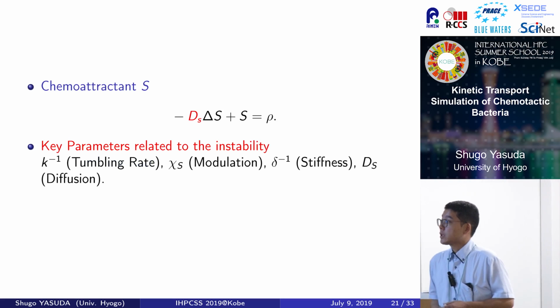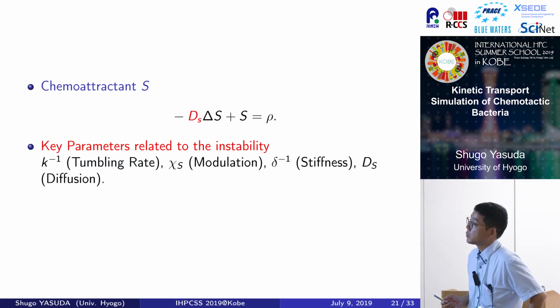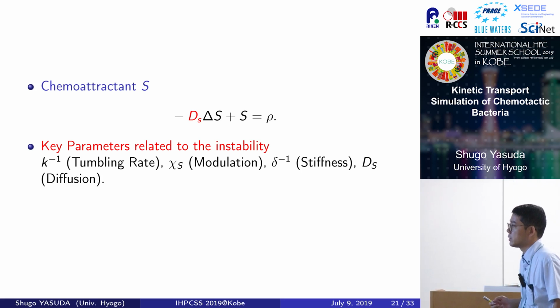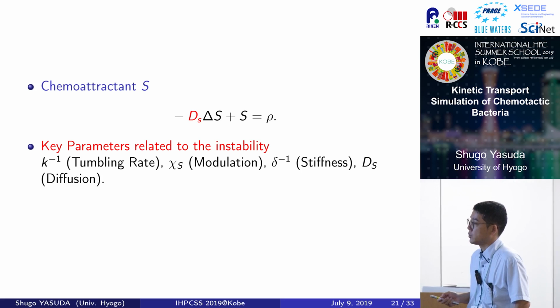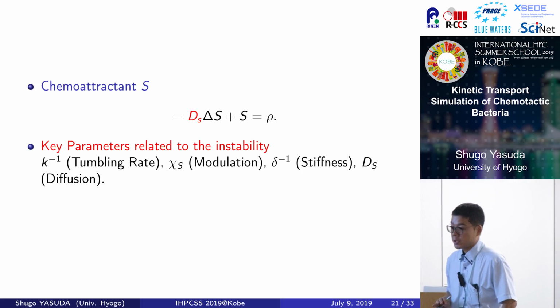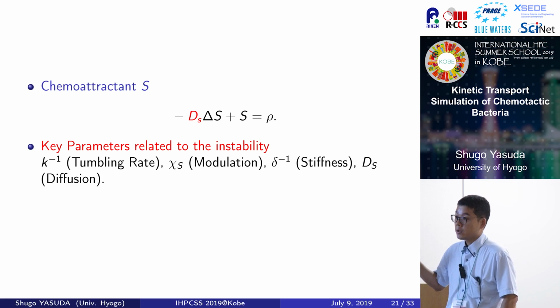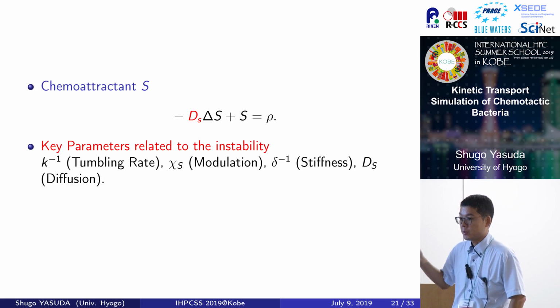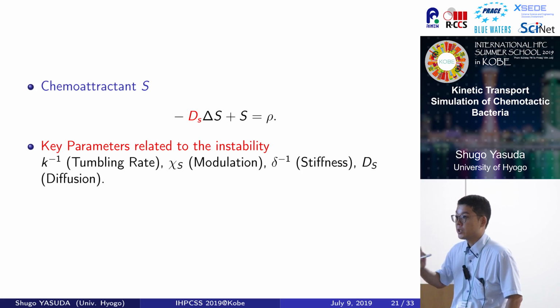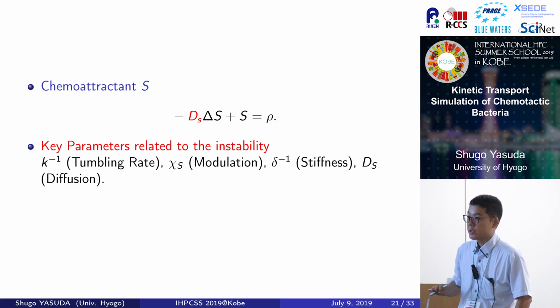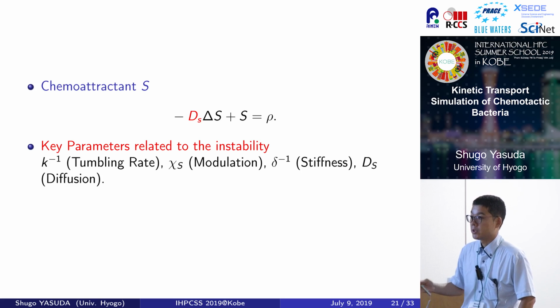And for the chemoattractant concentration, it is just described by this reaction-diffusion equation. But here we omit the time evolution, because the time scale is now set by the proliferation time scale, which is very slow. So we can neglect the time evolution term for S, because diffusion is much faster. Molecular diffusion is much faster than the proliferation division time scale of bacteria.